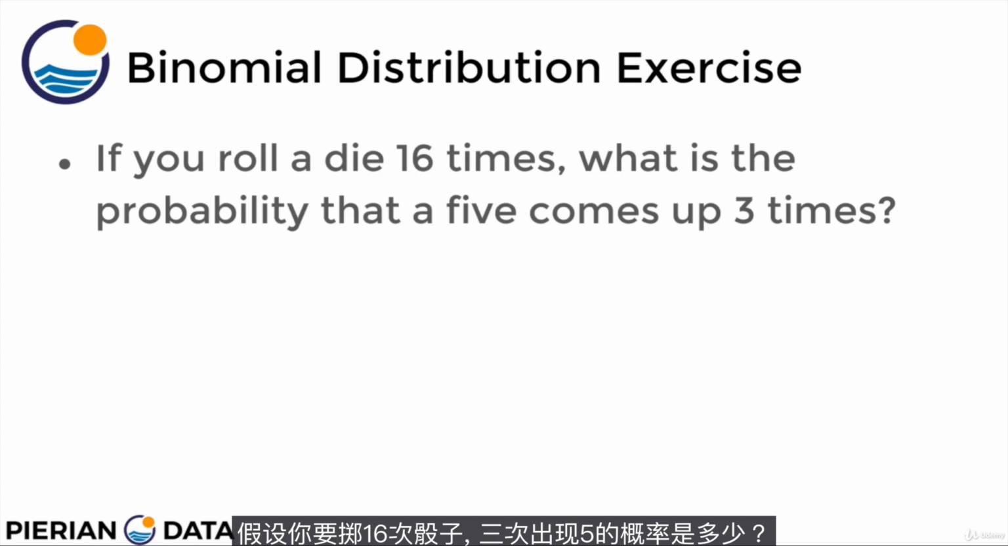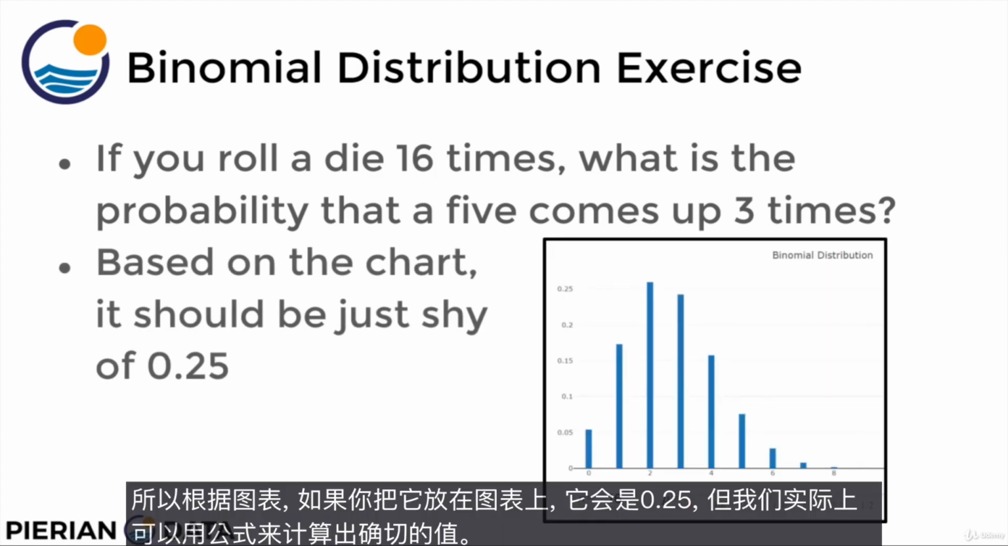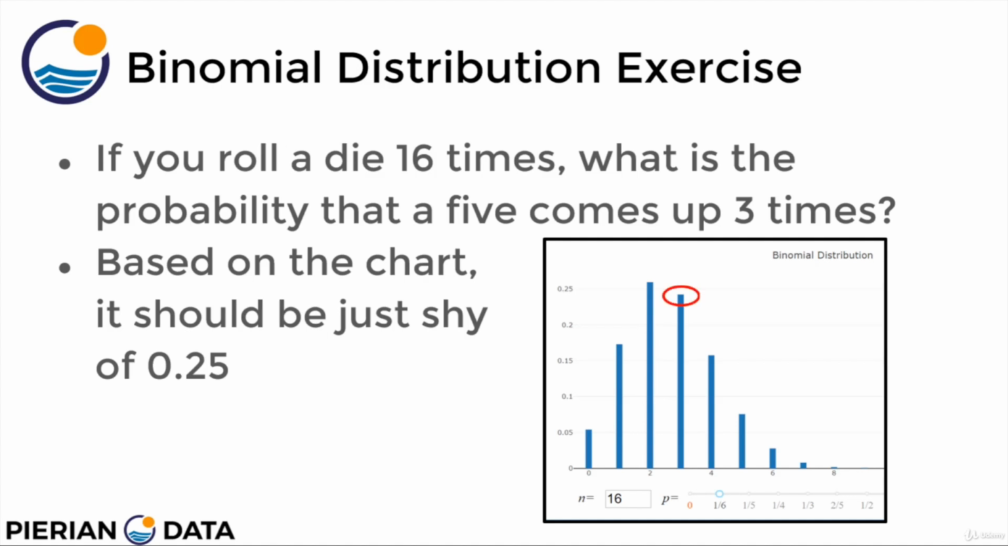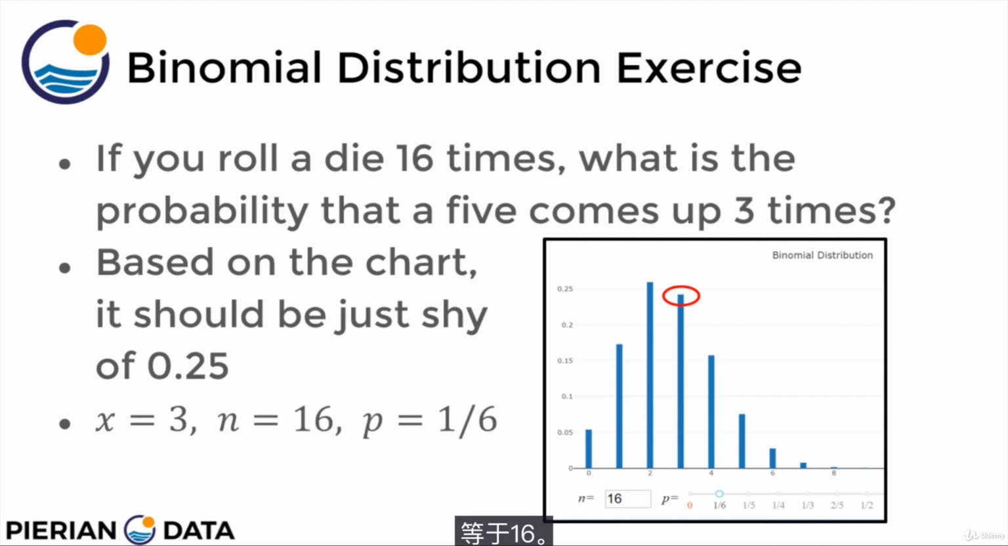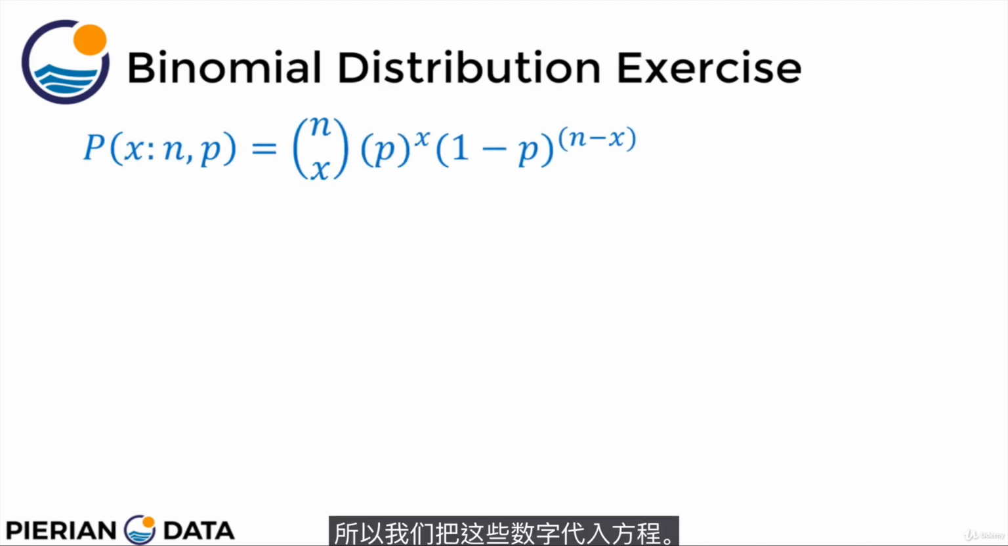What is the probability that a 5 comes up 3 times? So based on the chart, if you were just to put that on the chart, it would be just shy of 0.25. But we can actually use the equation to figure out that exact value. So we're going to fill in x is equal to 3 because that's the number of successes we're looking for. N is equal to 16. That's the number of trials. We're rolling that die 16 times. And we know the probability of a success, the probability of rolling a 5, is 1/6. So we take those numbers, and then we take our equation and plug them in.